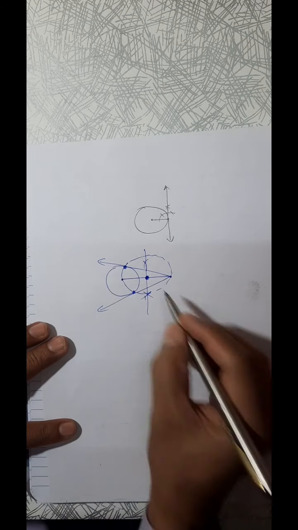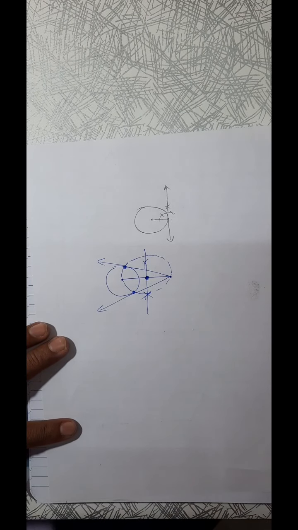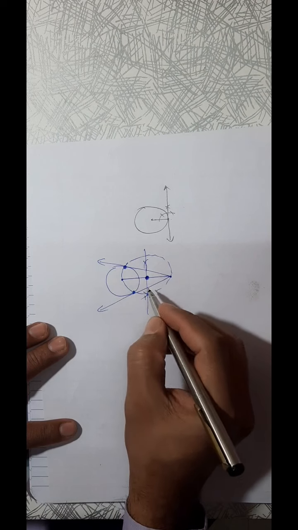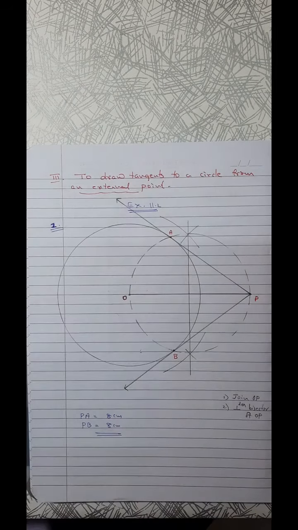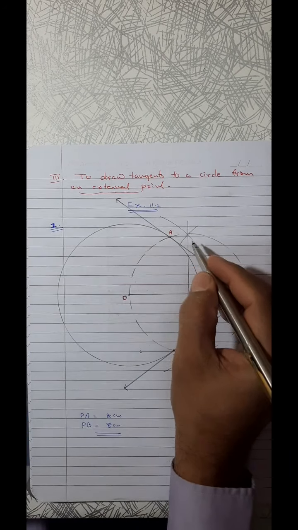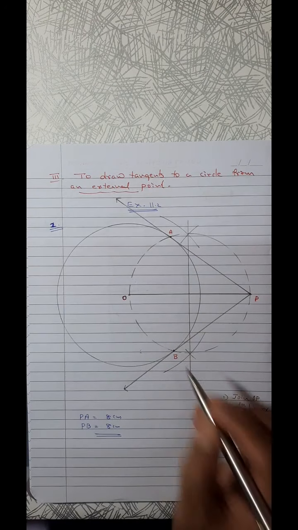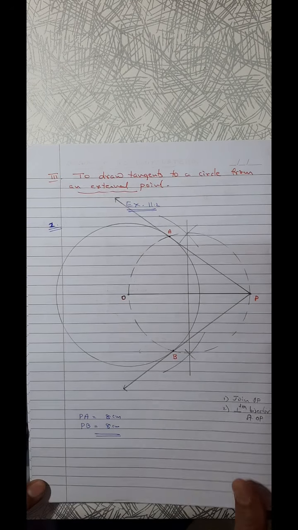We can simply draw PA and PB. So the new dotted circle is for getting the point of contact. That meeting point of the new circle and the original circle is the point of contact. I hope it is clear.